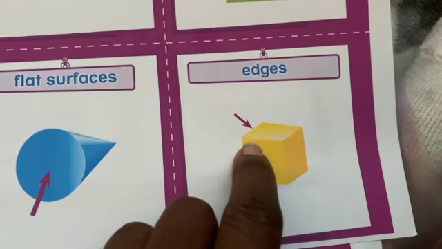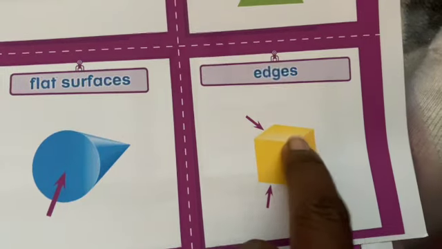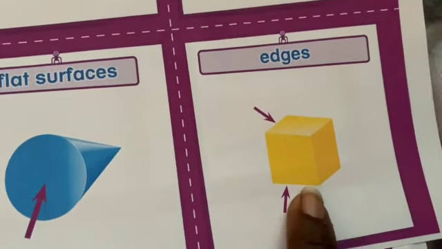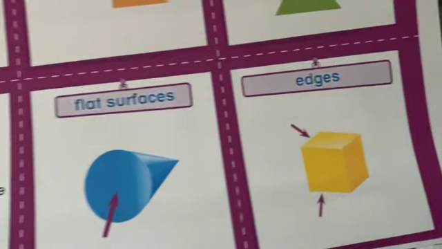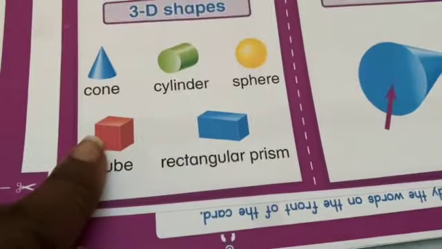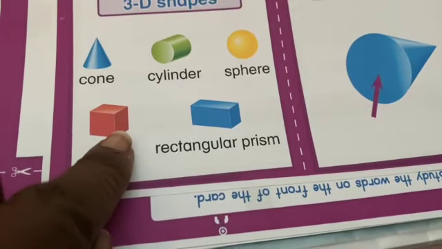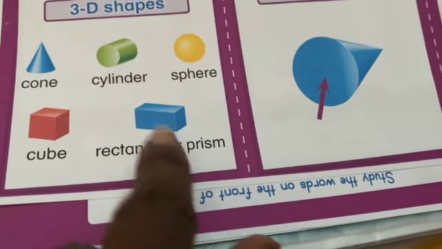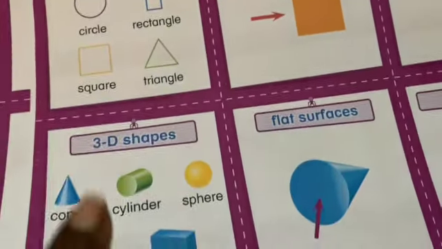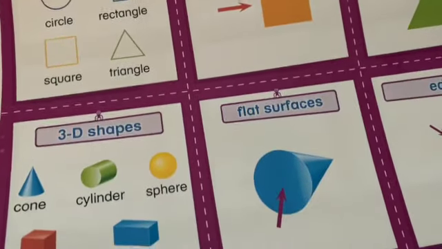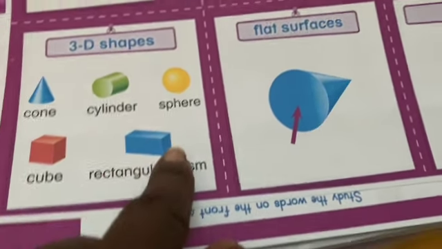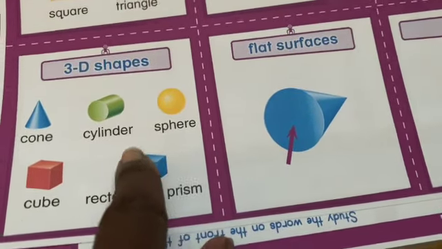Edges, the edges are right here. These are the edges in this picture. These are the edges. So like in a cube, because this is a picture of a cube, a square. Okay, so these are the edges. And then also for a rectangular prism, again, rectangle is a flat shape. A rectangular prism is a 3D shape. And so these are the edges of that.